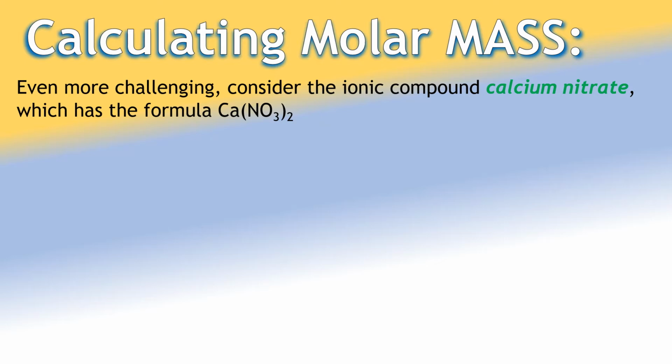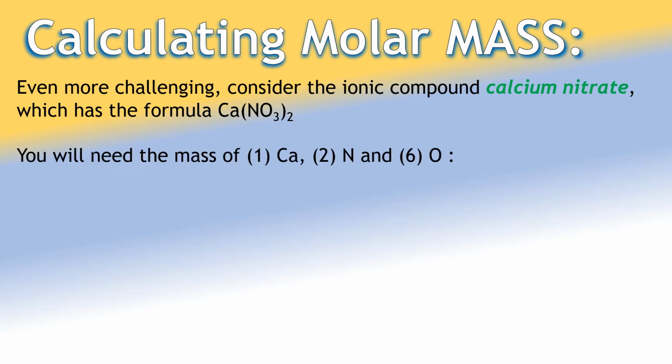Now, even more challenging, consider the ionic compound calcium nitrate, which has the formula Ca(NO3)2, with NO3 inside parentheses and a 2 on the outside of the parentheses. The 3 and the 2 are both subscripts, and they indicate the number of each element that's there. And a subscript outside the parentheses means we have to multiply everything in the parentheses by whatever number is in the subscript. So as an example, we're going to need the mass of 1 calcium here, but we're going to need 2 times 1, 2 nitrogens, and we're going to need 2 times 3, 6 oxygens.